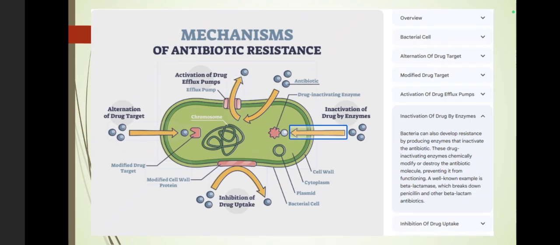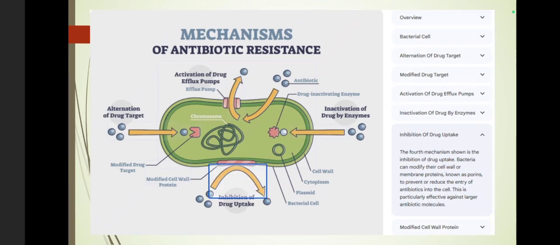Then, inactivation of drug by enzymes. Bacteria can also develop resistance by producing enzymes that inactivate the antibiotic. The drug inactivating enzyme chemically modifies or destroys the antibiotic molecule, preventing it from functioning. A well-known example is beta-lactamase, the enzyme which breaks down penicillin and other beta-lactam antibiotics.